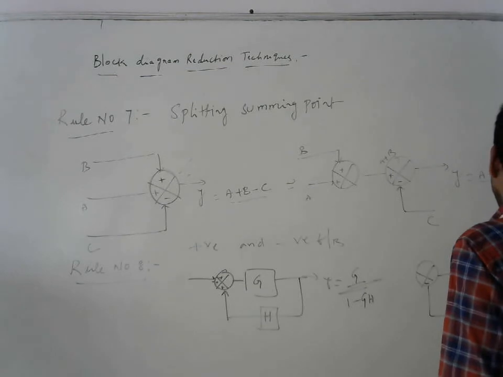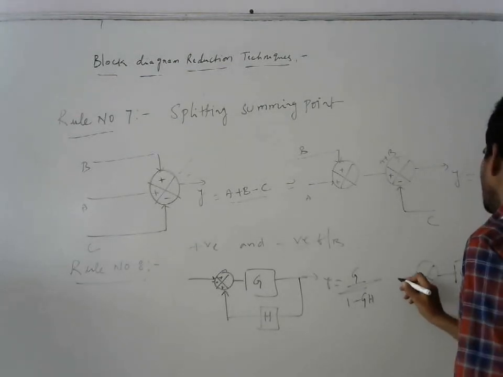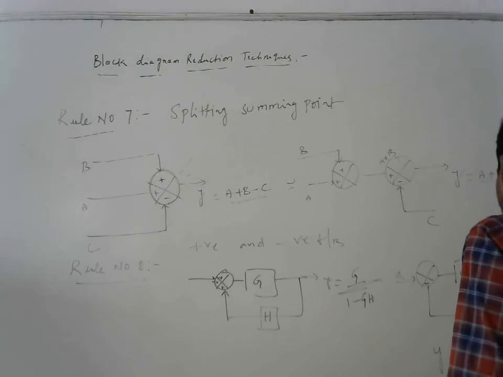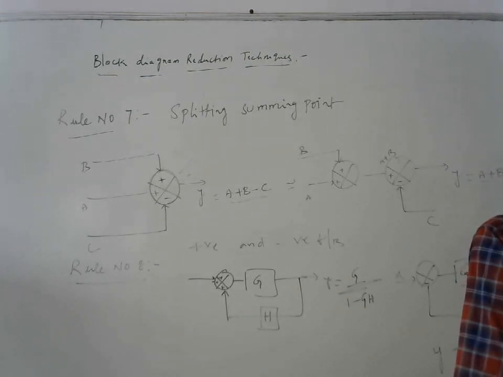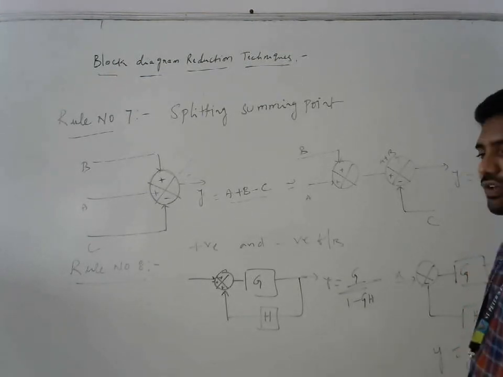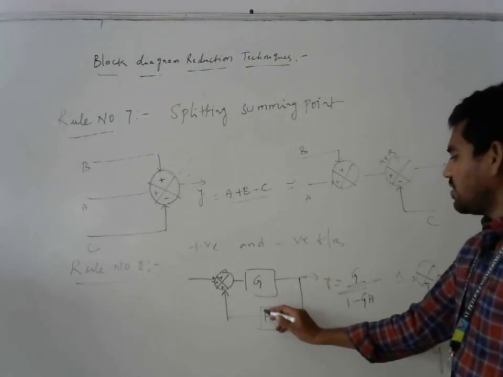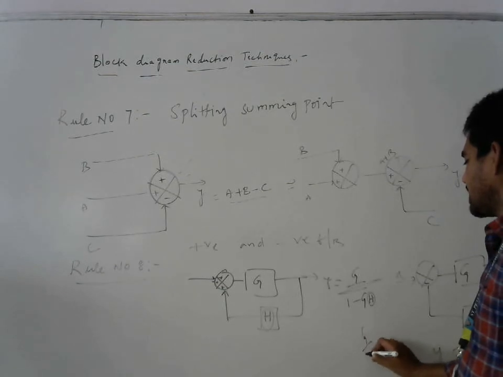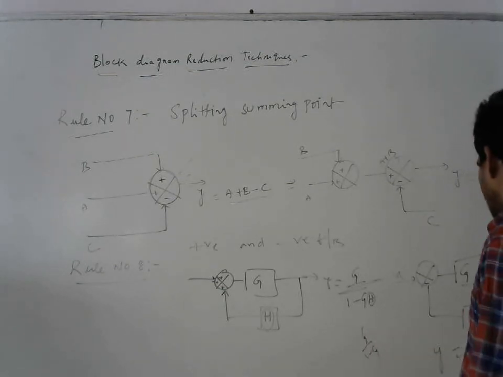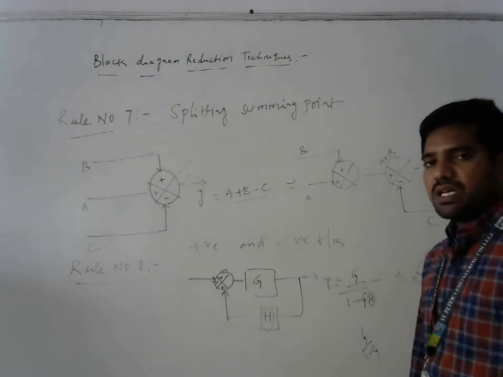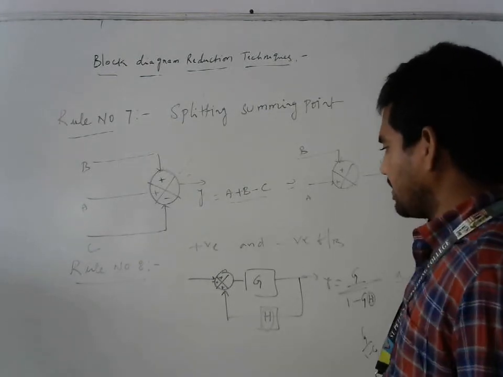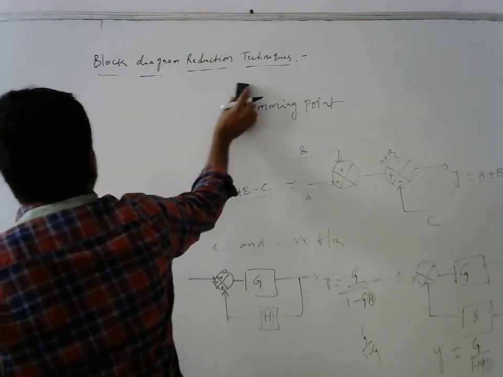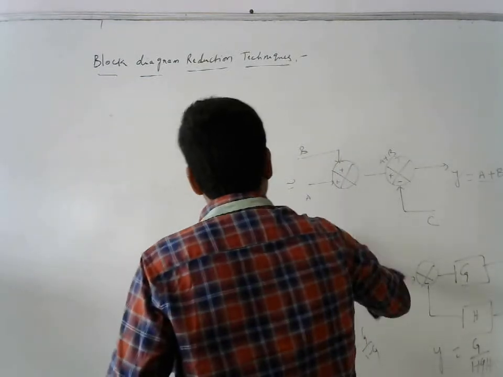Then how much are we going to get for the y value? This is x, and y is equal to G divided by 1 plus GH. If it is a unity feedback, the H value will be 1. So we substitute 1, that means G divided by 1 minus G, and here also G divided by 1 plus G. But what is the difference between the two, that means summing points and the feedback? Please see here.